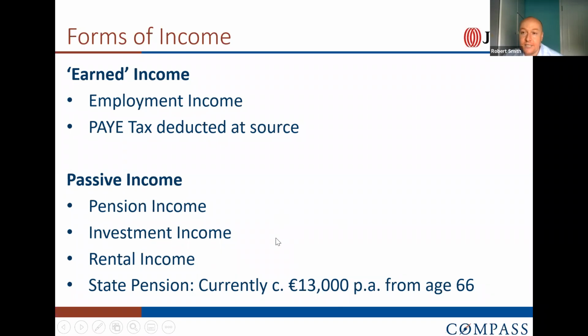The second is investment income. That could take the form of dividends, let's say from stocks or shares you hold. The third is rental income. For some of us here today, we are in a position where we actually have a second property.